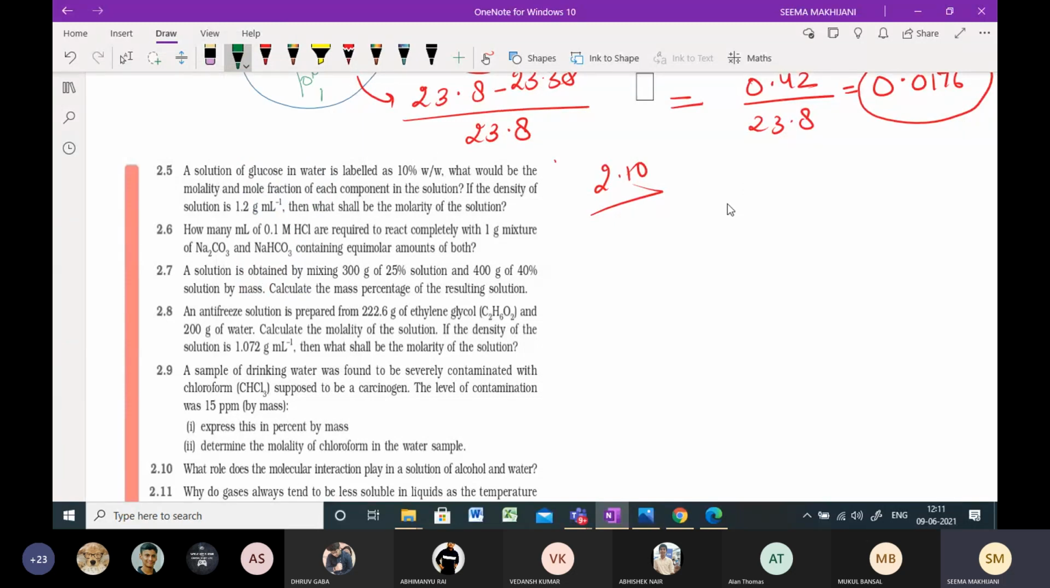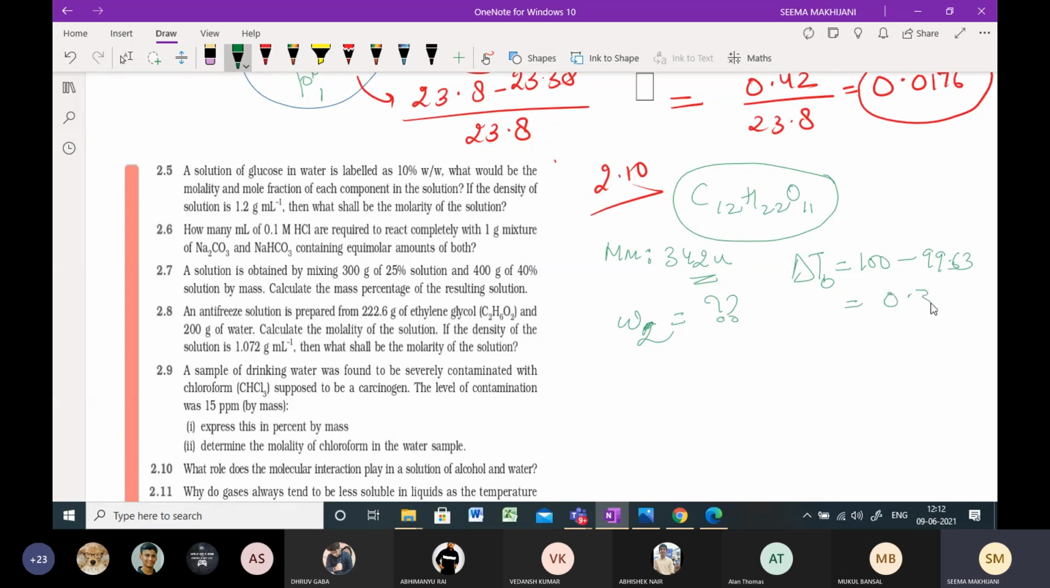The question says you have sucrose. Now sucrose is C12H22O11. Of course, they should have given you the formula. Not to worry. The sucrose formula is this. If you calculate the molecular mass of sucrose, it will come out to be 342 u. You can check it yourself. Now the question requires you to calculate the weight of the sucrose, W2 that is. The weight of the solute is to be found, and you are provided with the elevation of boiling point. Delta TB is given to you. The final boiling point is given to you as 100 for the solution. The pure water boiling point is given to you as 99.63. So the elevation comes out to be 0.37.